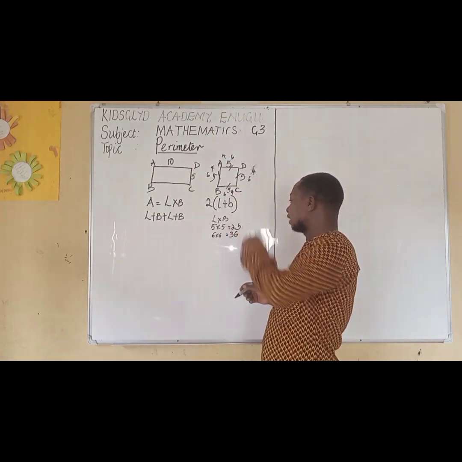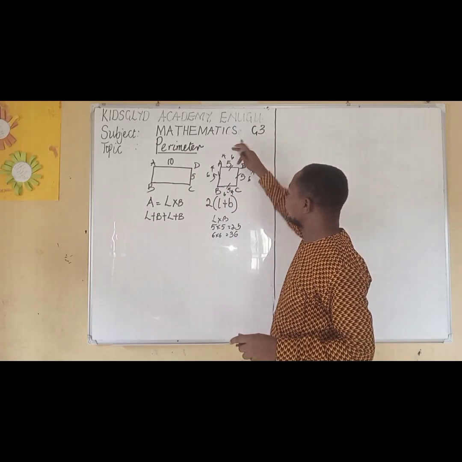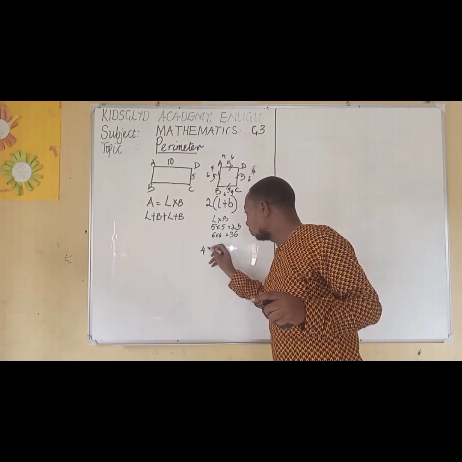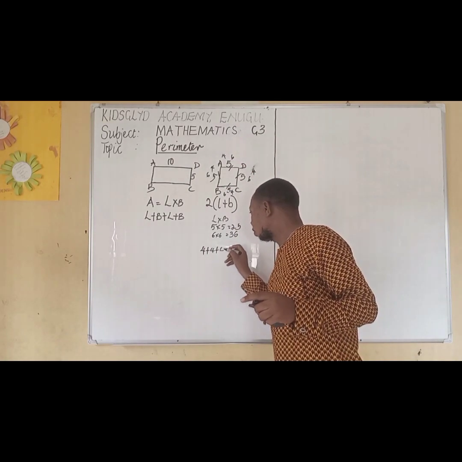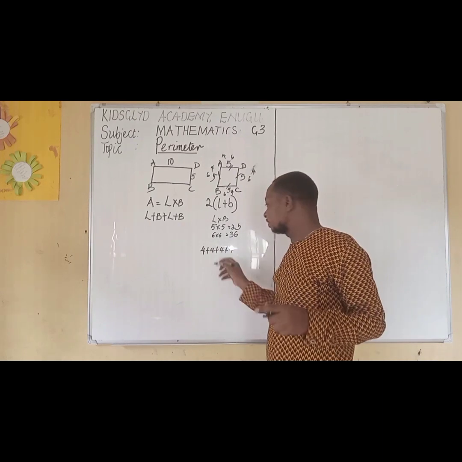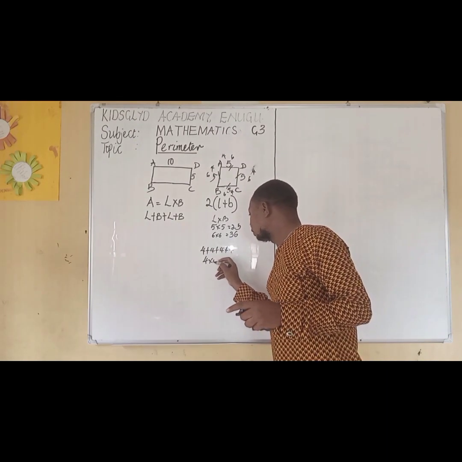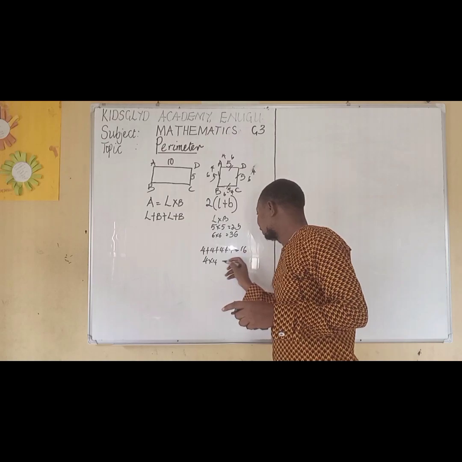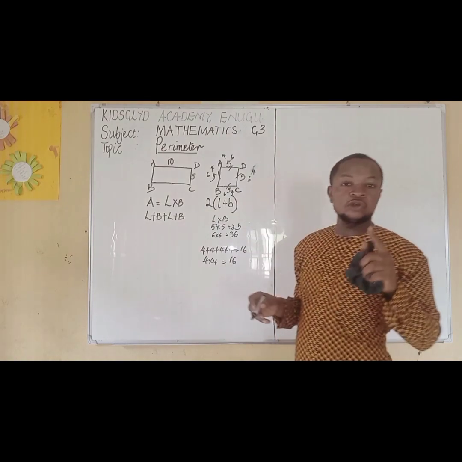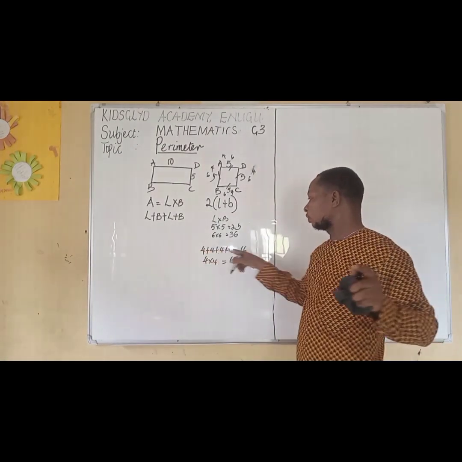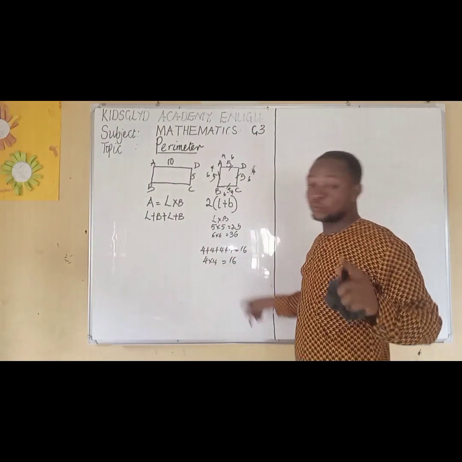But if we are given that the sides are 4, 4, 4, that means length times breadth, 4 times 4, we will know that 4 plus 4 plus 4 plus 4 is the same thing as saying 4 times 4. This one is 16, this one is also 16. So not all numbers will give you the same answer for 4 plus 4 plus 4 plus 4 and 4 times 4.